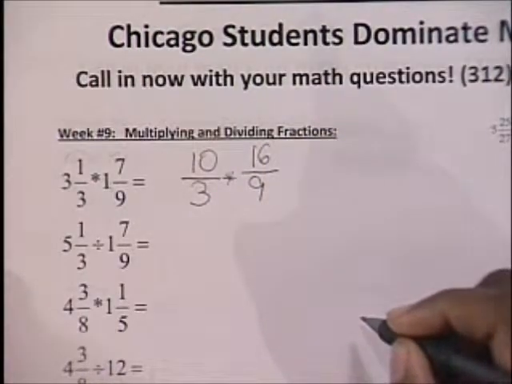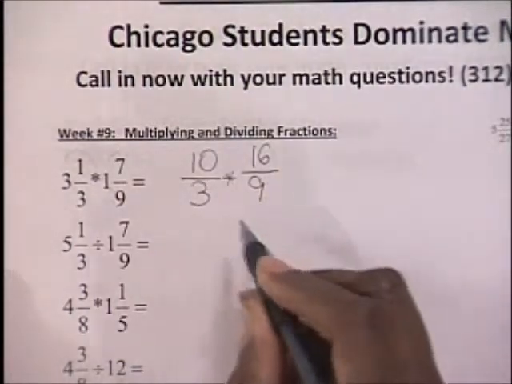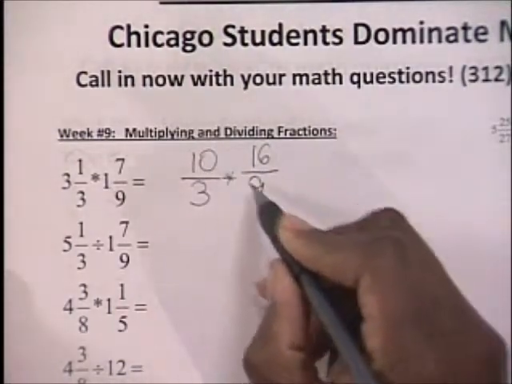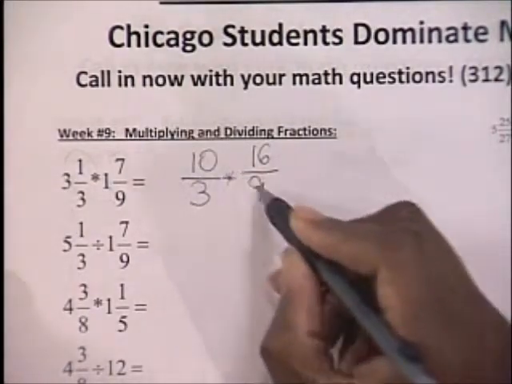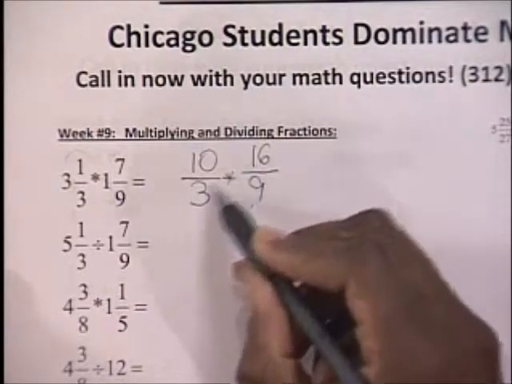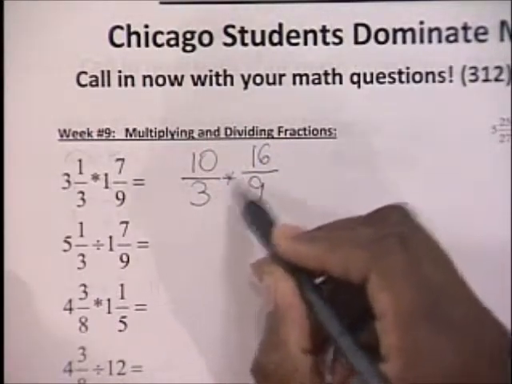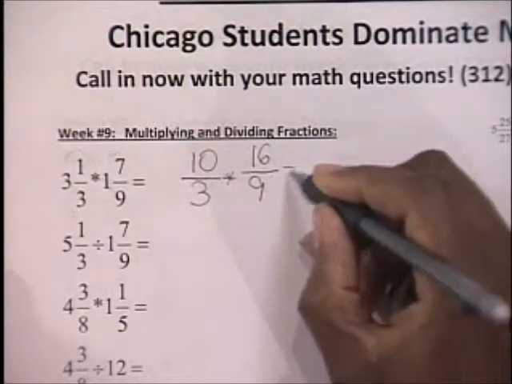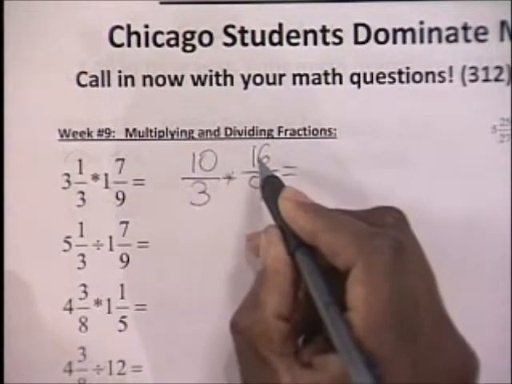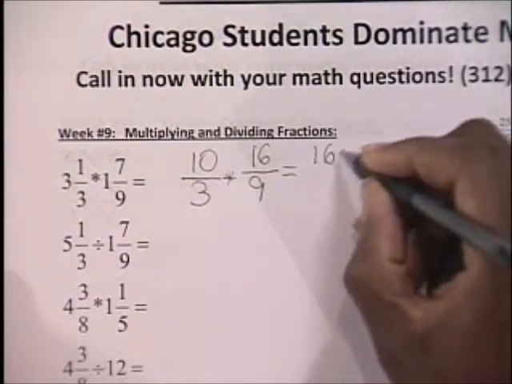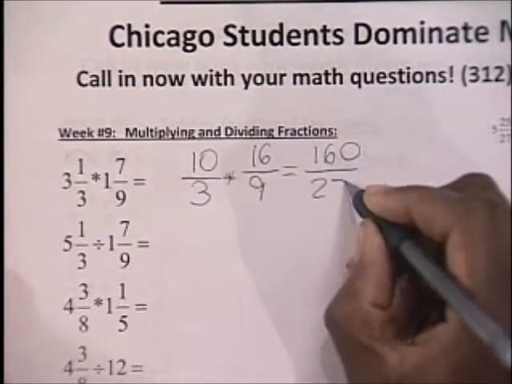All right? So now you're multiplying two fractions. I'd like you to notice that there's no opportunity to cross cancel, because there's no number that can divide into both the 9 and the 10, and there's no number you can divide both the 3 and the 16 by. So all you have to do when multiplying fractions is multiply straight across. 10 times 16 is 160, and 3 times 9 is 27.